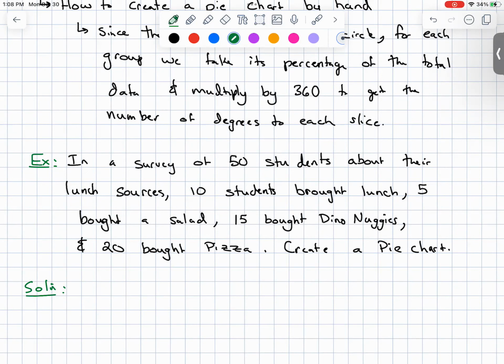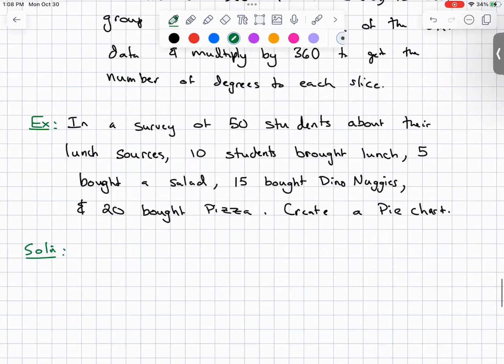So what we do is there's a total of 50 students. So we need to find the percentage of students in each subcategory and then multiply that number by 360 degrees to get the total number of degrees dedicated to it. So for the situation, 10 students, 10 home lunch. So that would be 10 divided by 50. That's 0.2 or 20%.